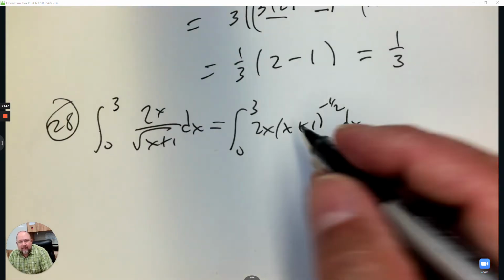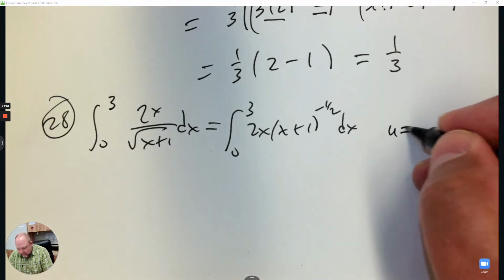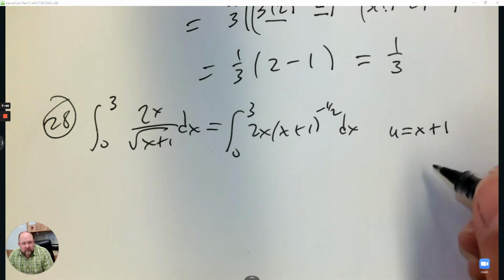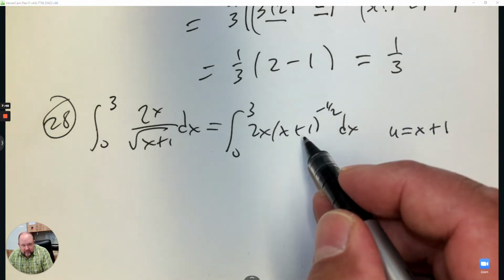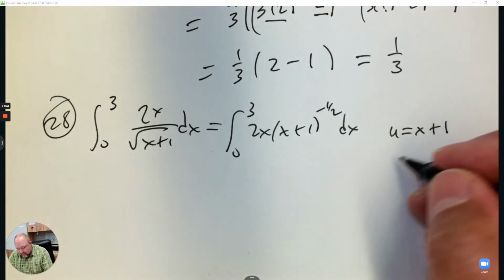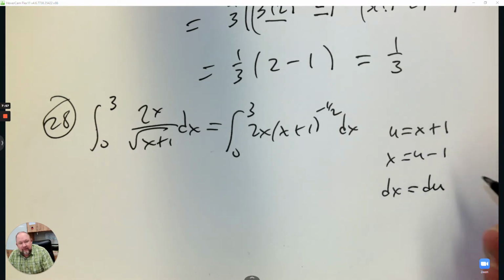If I look at the hook, they're unlike terms. This is going to be a u substitution, because the derivative of x plus 1 is 1, and I have a 2x. They're unlike terms. This is the direction I'm going to go. x equals u subtract 1, and the derivative of x is the derivative of u.